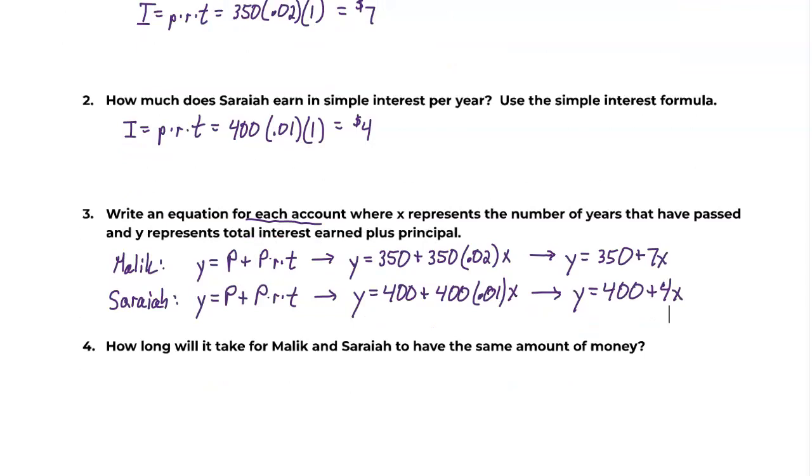Question 4. How long will it take for Malik and Soraya to have the same amount of money? For them to have the same amount of money means that the letter Y for Malik is equal to the letter Y for Soraya. This is finding the solution to a system. This is finding the intersection point of the two lines if we graphed it. Because we're studying substitution method, we can take this expression for Y and substitute it into the letter Y for the first equation.